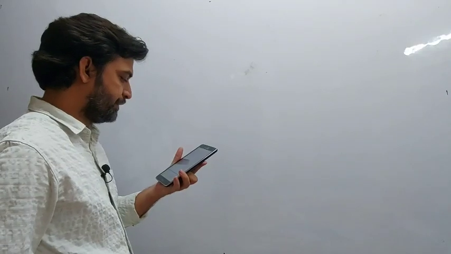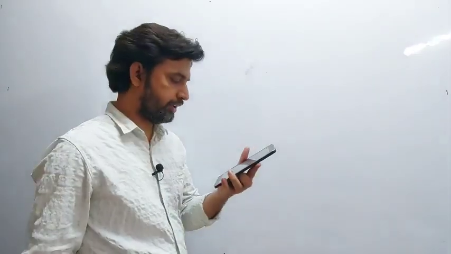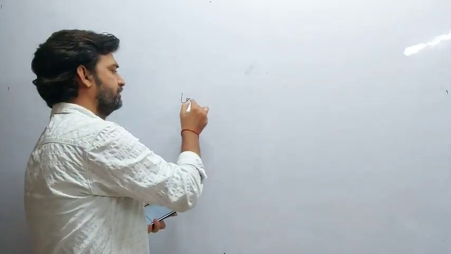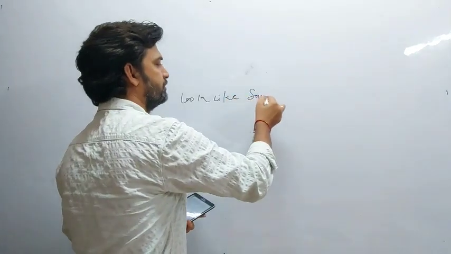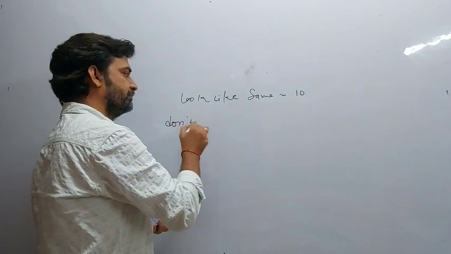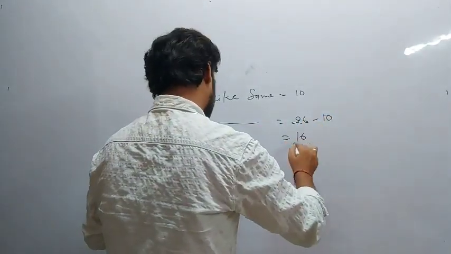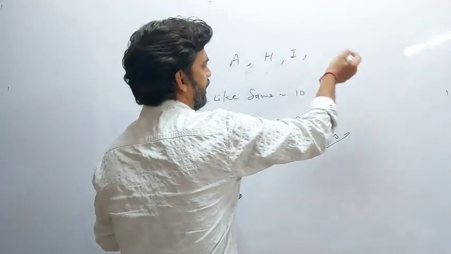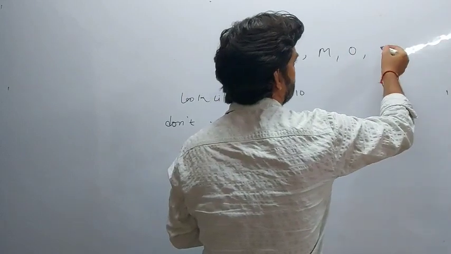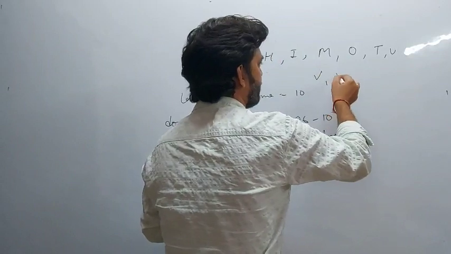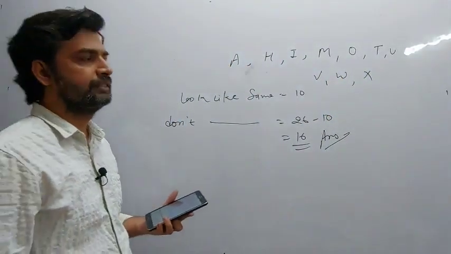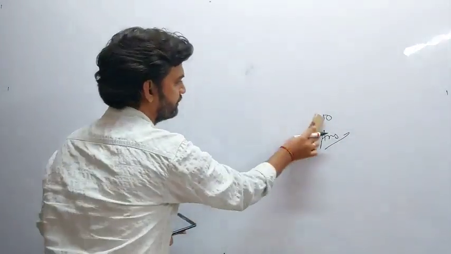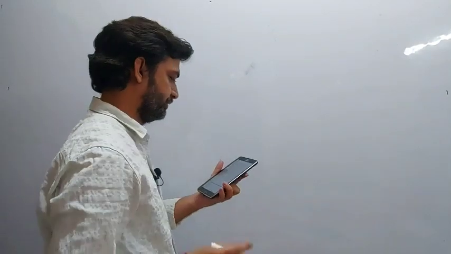The next question says that images of consonants of the English alphabets in capitals are observed in a mirror. What is the number of images of these which do not look like the original shape? The capital letters that look the same are 10. So those that don't look the same are 26 minus 10, which is 16. So the answer is 16 directly. If you don't know that, you can directly use A, H, I, M, O, T, U, V, W and X. These are the 10 which look the same. And the question is asking about the alphabets which don't look the same. So the answer is 16. Coming to the next.